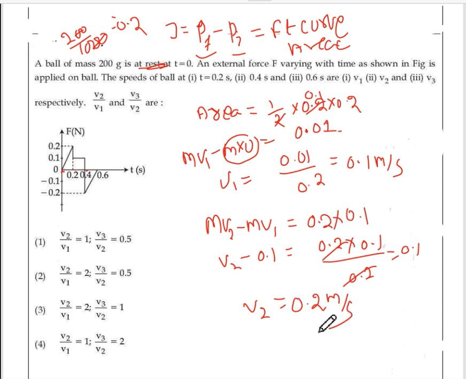If you see the figure clearly, v2 will be in the downward direction. Here the force is negative, so the object is moving towards down, and I just take it as negative.